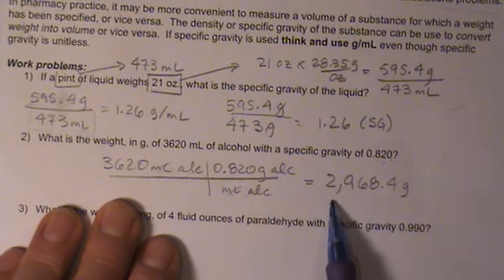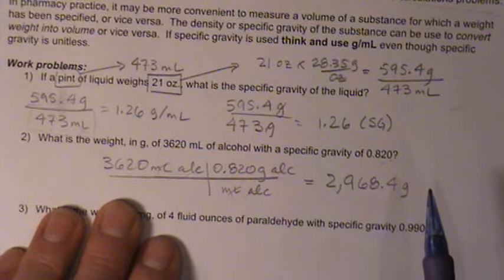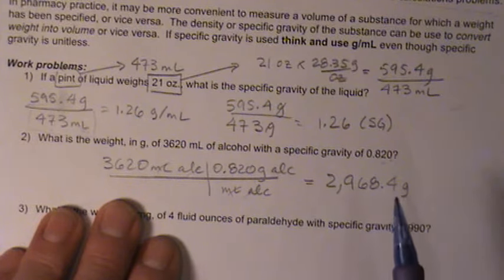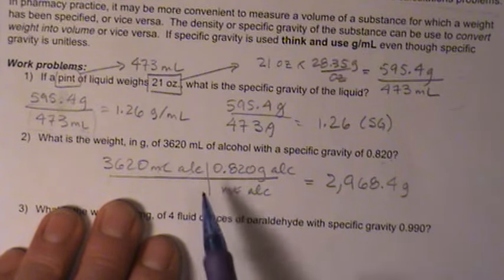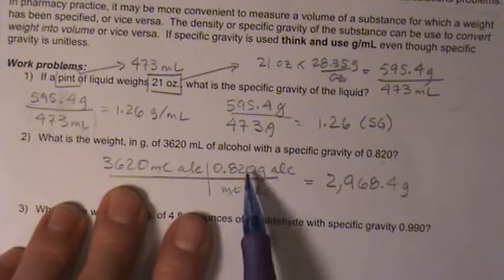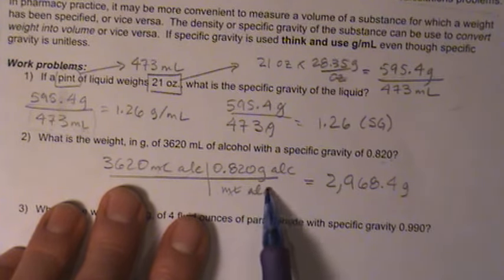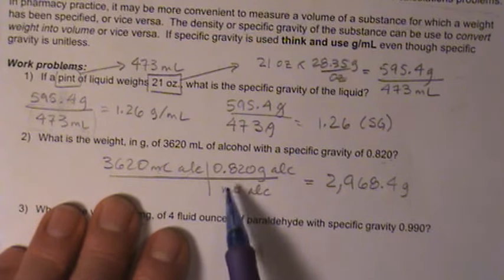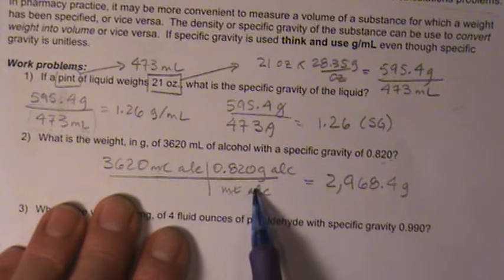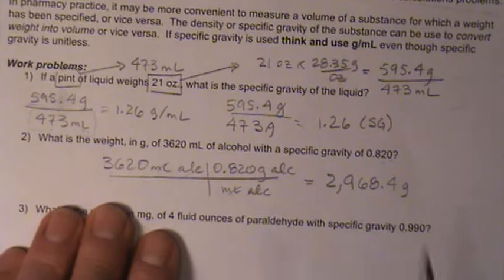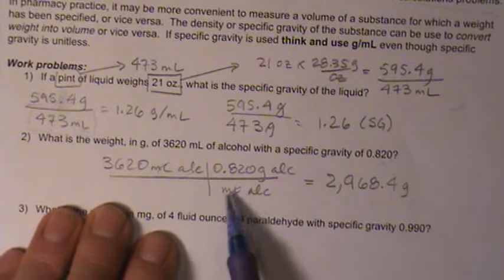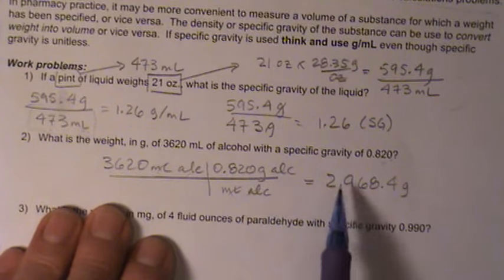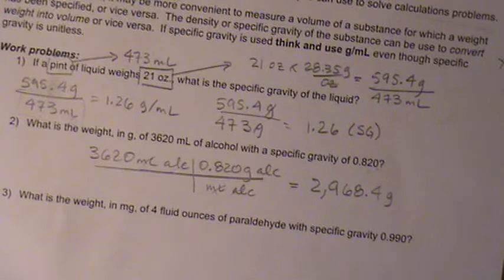But be careful, because I may at some point ask you, if you have so many grams of alcohol with the specific gravity of such and such, how many mils is it? You have to multiply by 1 over 0.820, or in other words, divide by 0.820. So going one way, all you do is multiply. By going the other way, you divide. If you tend to maybe get them mixed up, I suggest you write it out so that you're sure. Okay? But that is a little shortcut.